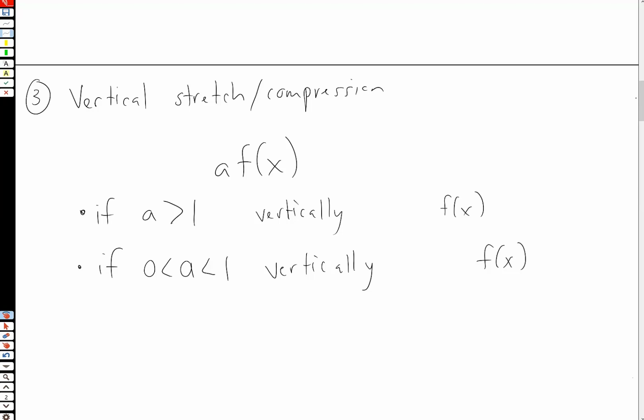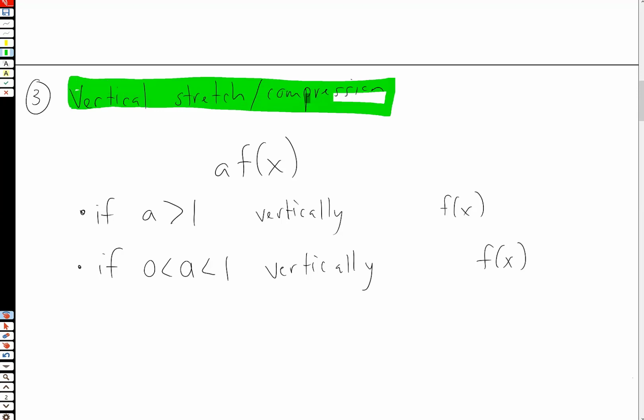All right, moving on. Now we're going to get into the stretch and compression. Now we're changing the shape of our graph. The next type of transformation is what we call a vertical stretch and compression. Like the name says, we're either pulling along the y-axis, so vertically, or we're compressing along the y-axis, or smushing.